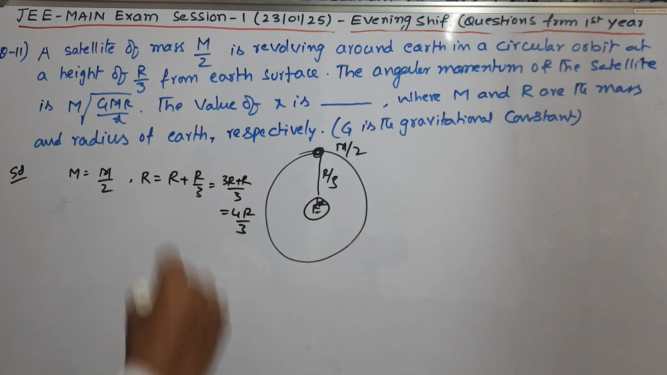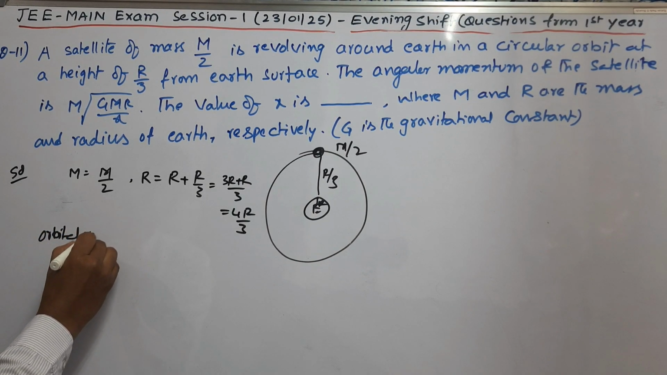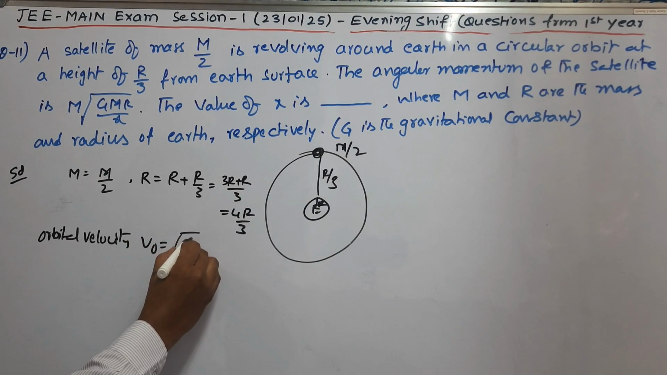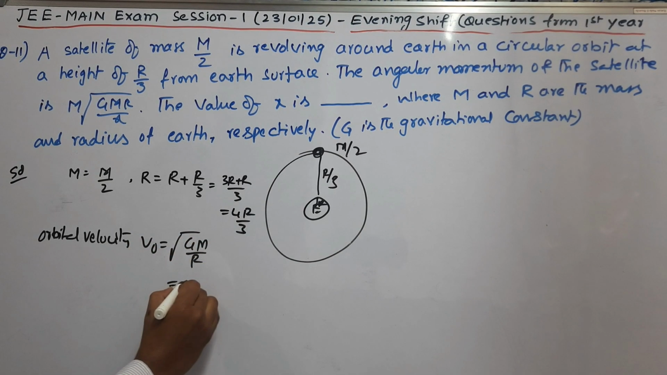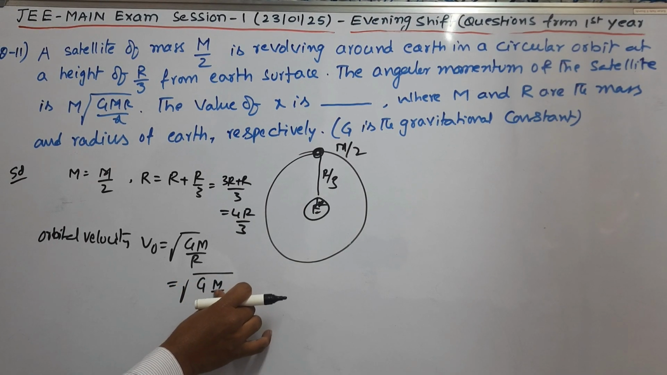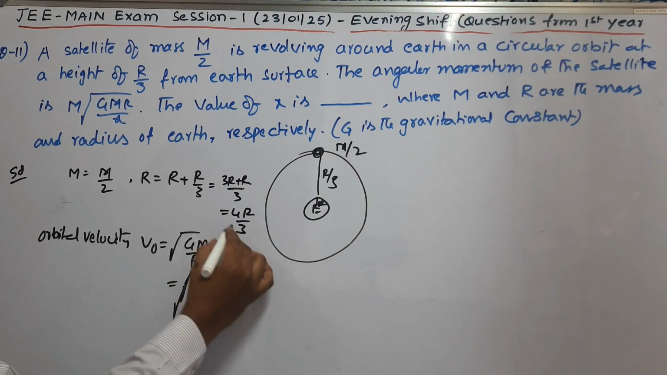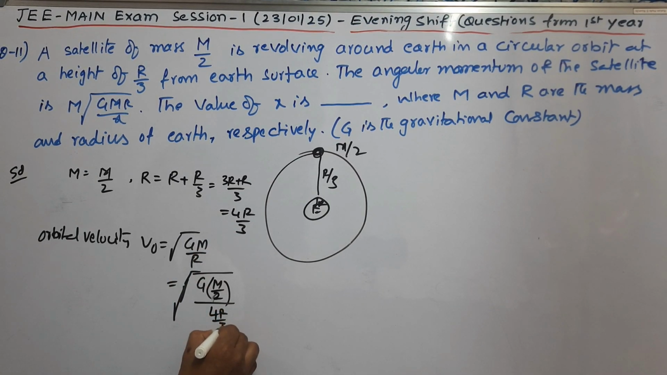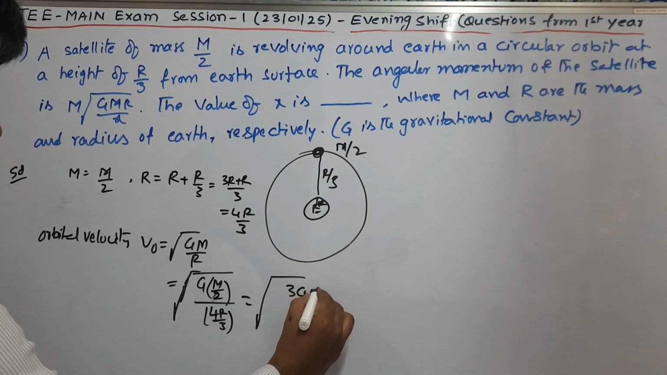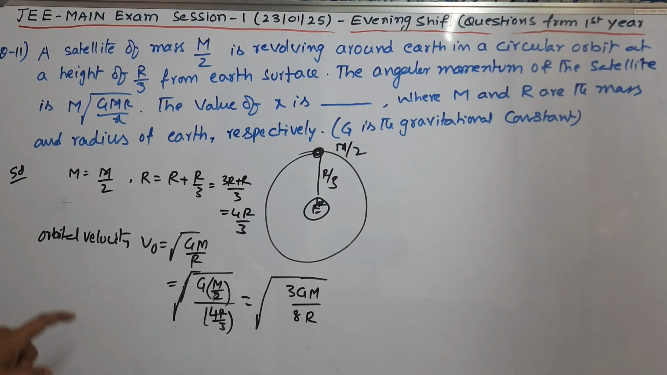So it is revolving. What is its orbital velocity? Orbital velocity v naught equals root over G M by r, equals root over G into M equal to M by 2, r equal to 4R by 3, which is equal to root over 3 G M by 8 R. This is the orbital velocity.